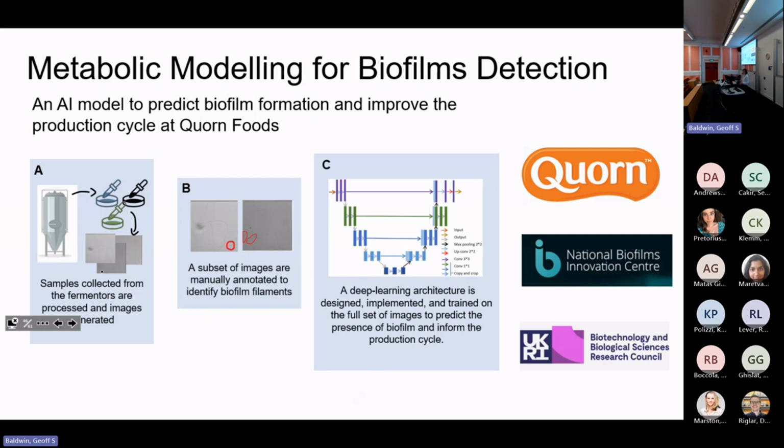And finally, another project, this time in collaboration through the National Biofilm Innovation Center. This was mostly based on images, and we developed a model that automatically identifies biofilms from images coming from the microscope. The engineer was taking a sample from the fermenter, generating the image, and then the model was able to automatically detect those biofilms, informing when the fermentation process should stop or not, because based on the quantity of this biofilm, the broth is not of a good quality anymore. So we supported them in the development of this as well.